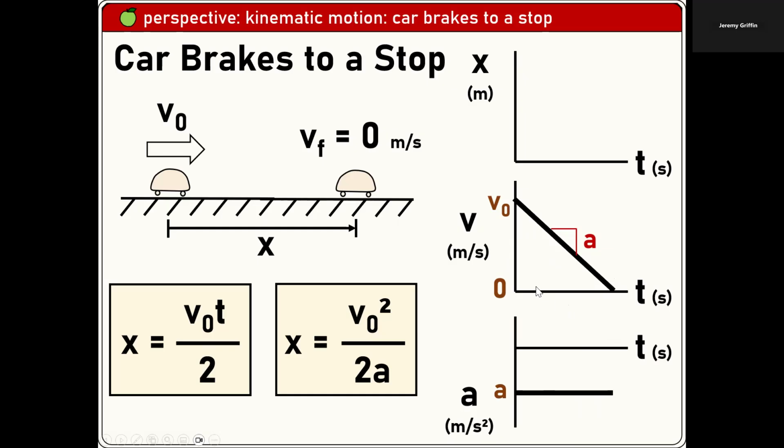And if you break this up, suppose it took 3 seconds to brake to a stop. Looks like during the first second, the car went a long way because it's traveling so fast. In the second second, not as far. In the third second, it moved just a little bit because it's going so slow at that point.